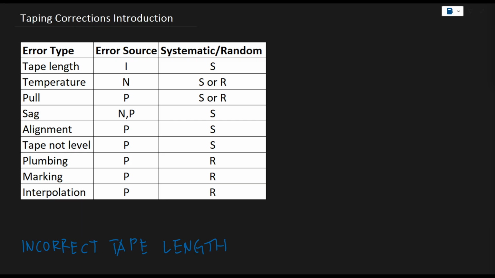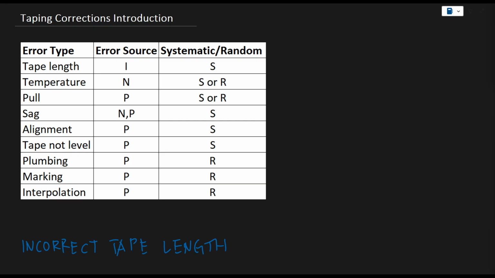Let's move on now to temperature. So we have N, which stands for natural. Your tape will expand or contract depending on the change in temperature relative to the standard temperature of the tape. Okay, so this is S or R, systematic or random. But the fact that we see an S right here, we can correct for it.